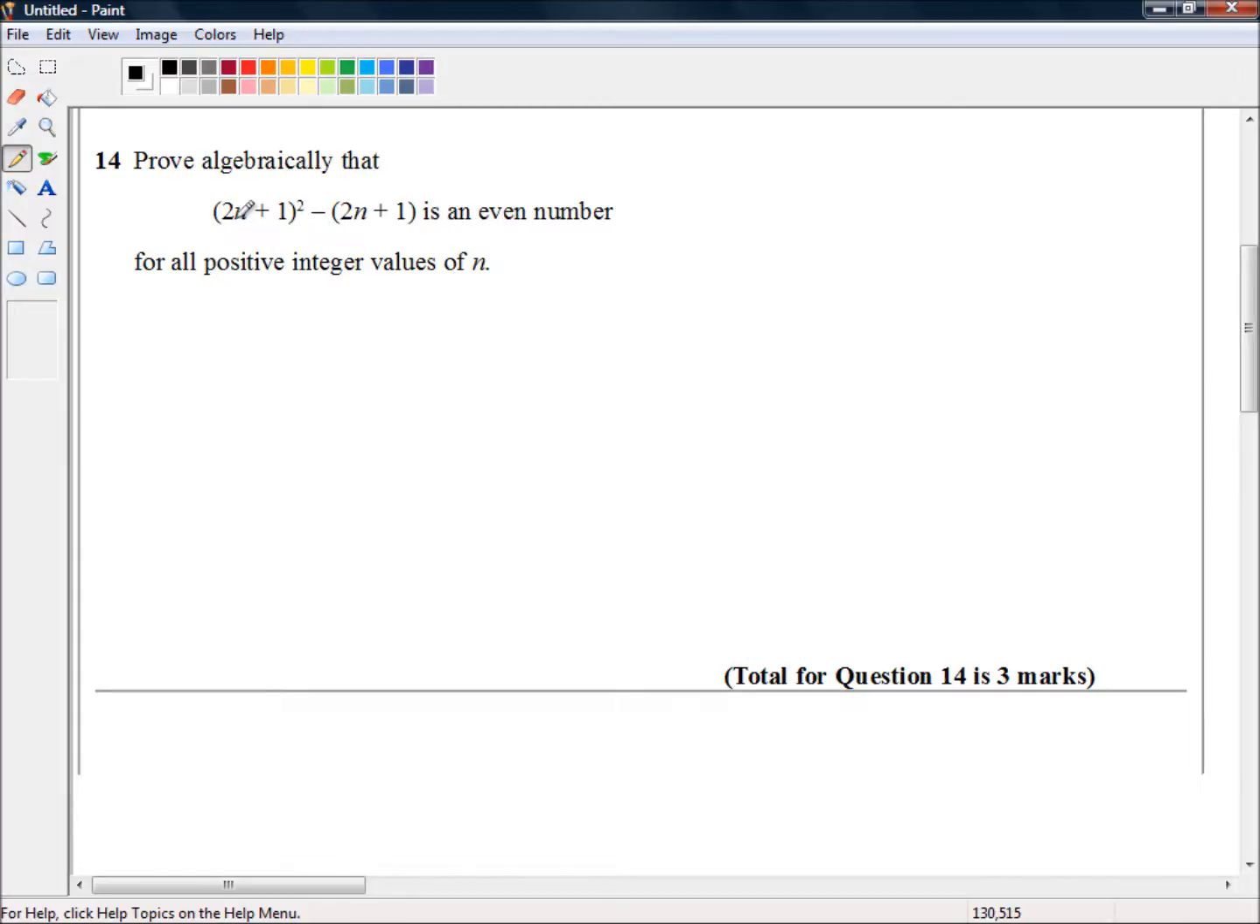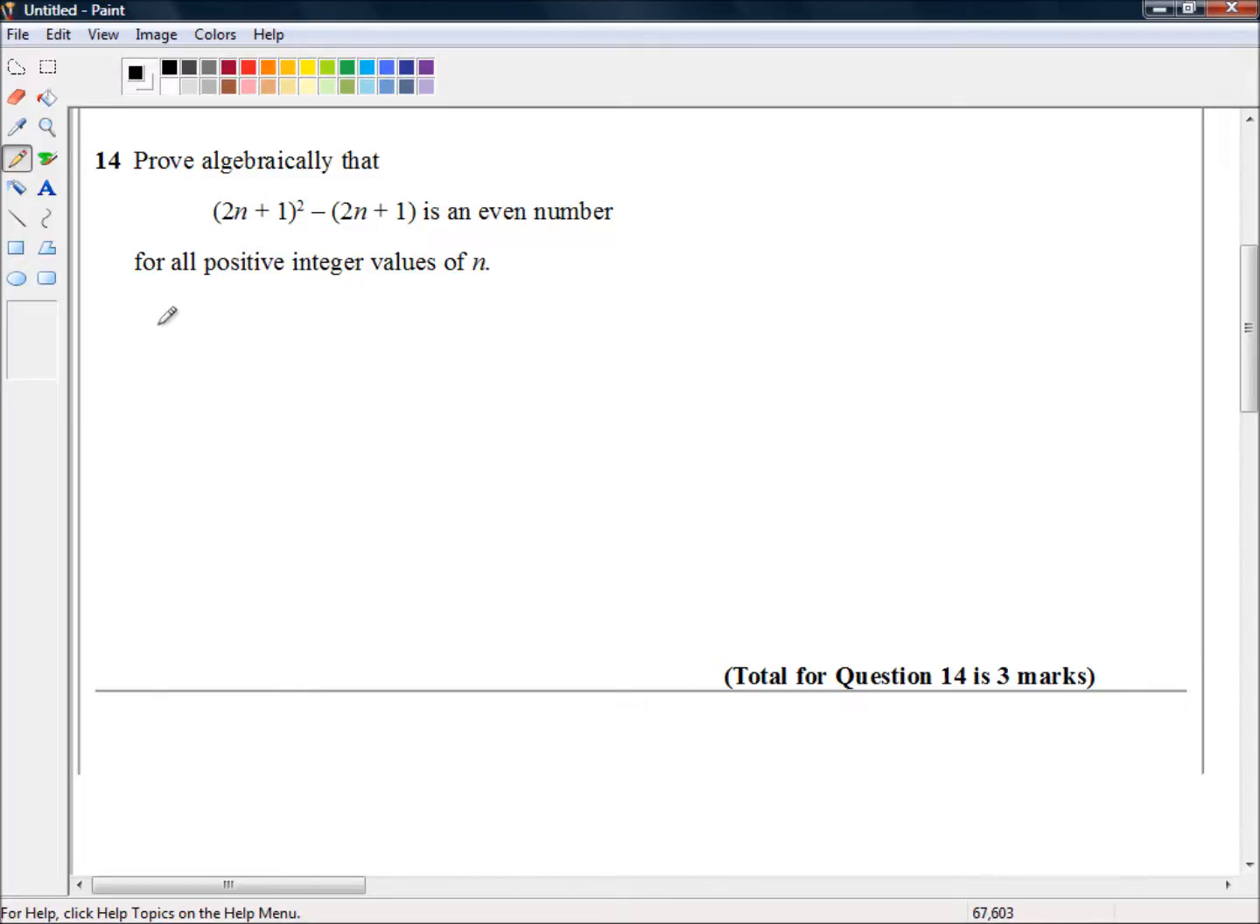Okay, so what we're asked to do is to prove this algebraically, that this statement is true, that you can square any odd number, subtract the same odd number and get an even number. So for all positive integer values for n, this will always be odd, this will always be odd. Okay, so let's expand out these brackets here.